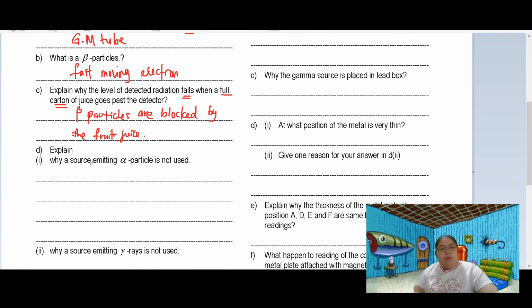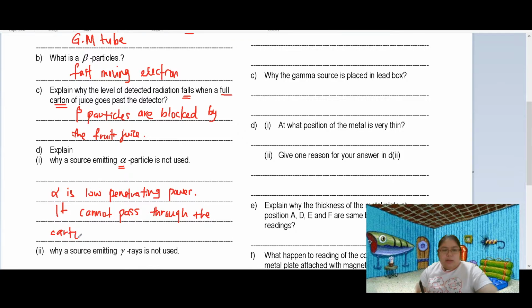Then we go to explain why a source emitting alpha particles is not used. Why do we never use alpha? The reason: alpha has low penetrating power. If there's no penetrating power, it cannot pass through the fruit juice. Don't say fruit juice, the carton also cannot go in. So they say carton. Cannot pass through the cartons.